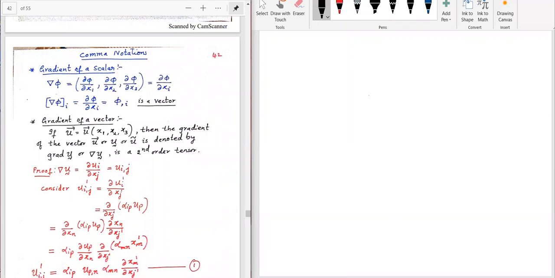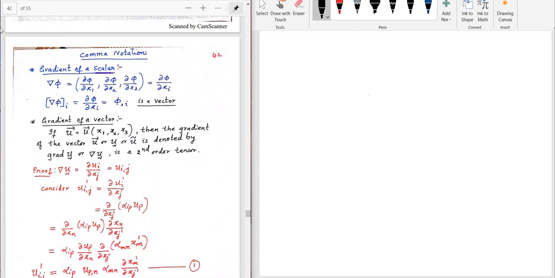Hello, today let us learn comma notations. In the comma notations, let us learn gradients. First, let us learn what is gradient of a scalar. Gradient of a scalar.